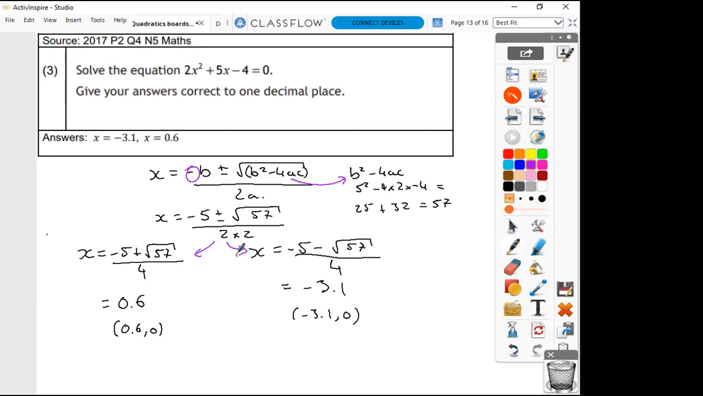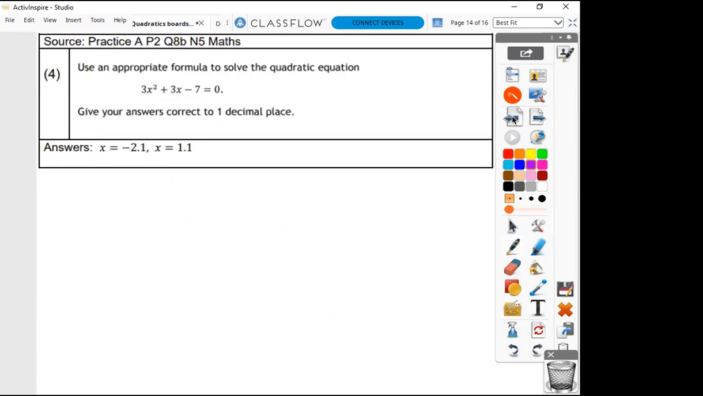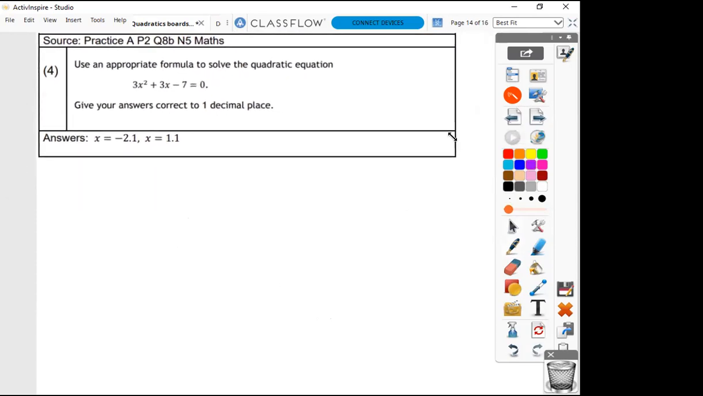Now we look at that. There's another past paper, guys, so I'll give you a wee second just to start setting that up. Remember, pull the b squared minus 4ac over to one side and just solve that, and then bring it back into it.